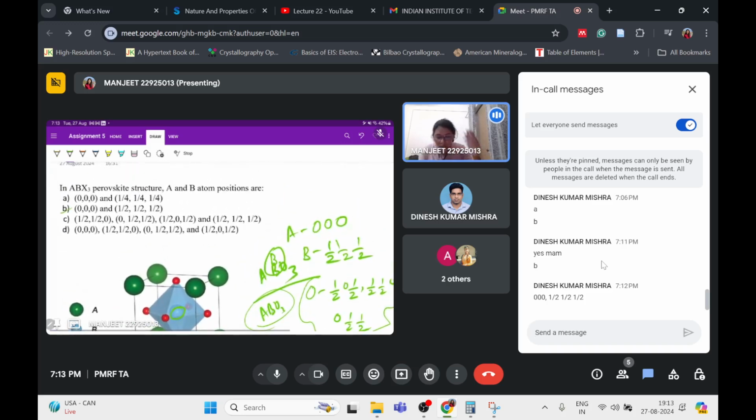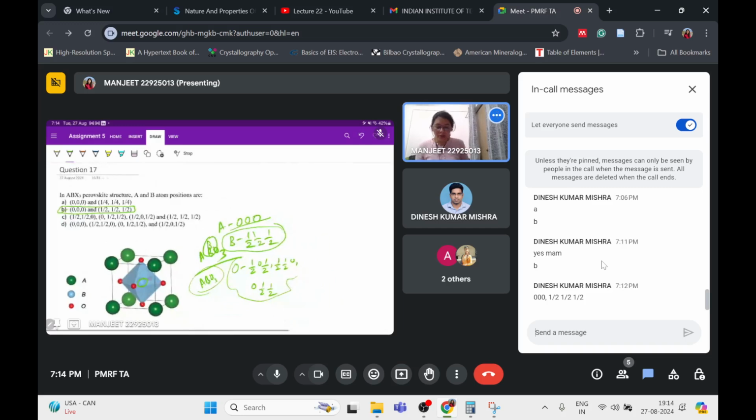So for A, it will be 0, 0, 0, and for B, it will be 1 by 2, 1 by 2 and 1 by 2. So your B will be the right answer for the perovskite one. This AB atom position will be at 0, 0, 0, 1 by 2, 1 by 2 and 1 by 2. This is about the perovskite.